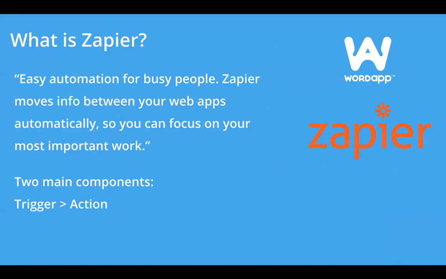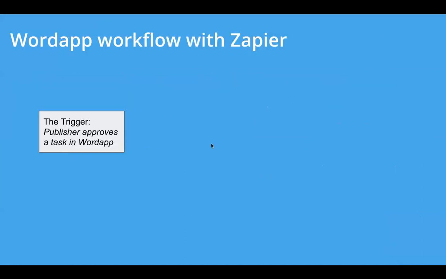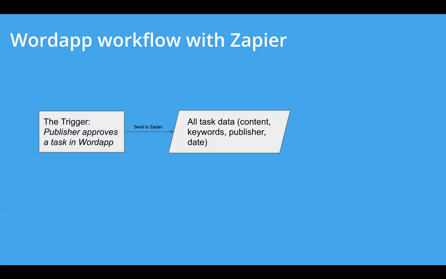And how this works in detail, I can explain a bit better when we actually use an example of Wordapp.com. The trigger in Wordapp is always a publisher approving a task in Wordapp. What happens when you connect Zapier to Wordapp and you approve a task is that we take all the task data, the content, the keywords, the publisher name, the date, who started the project, and a whole lot of other things, and we send it to Zapier. When you get it in Zapier, you can use that data to take an action, and that action is any other app that is integrated with Zapier.